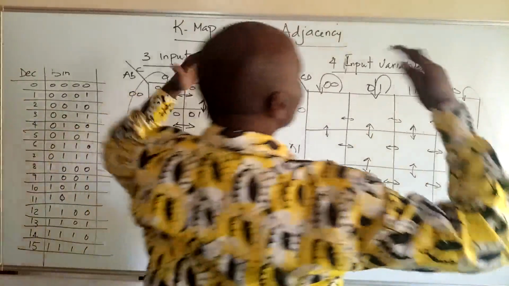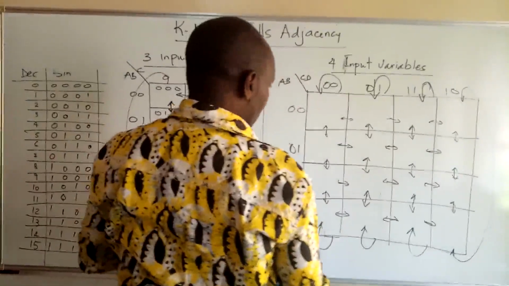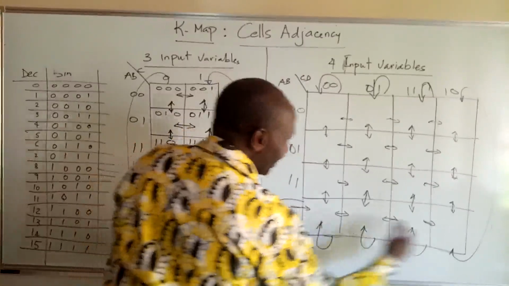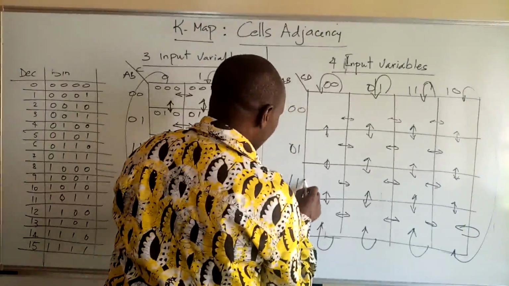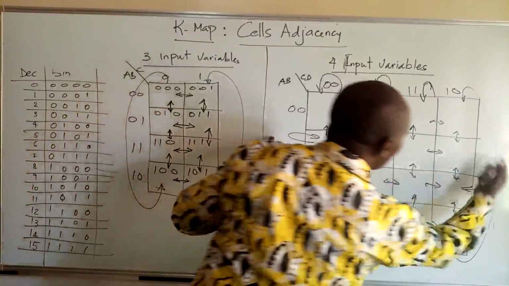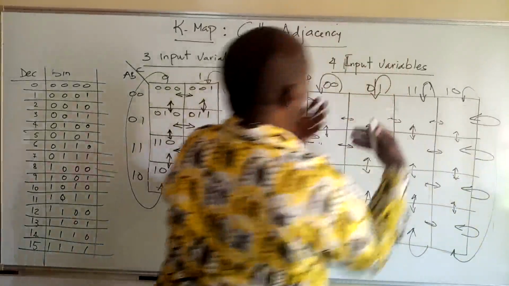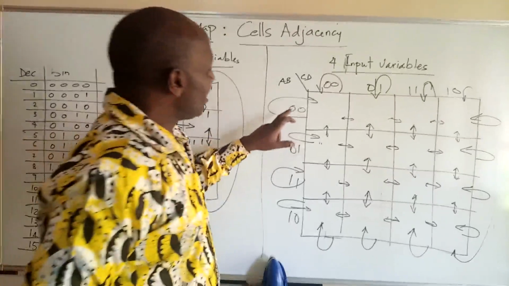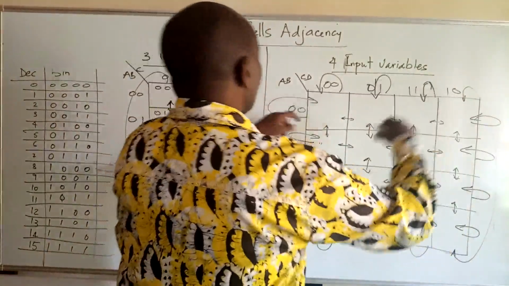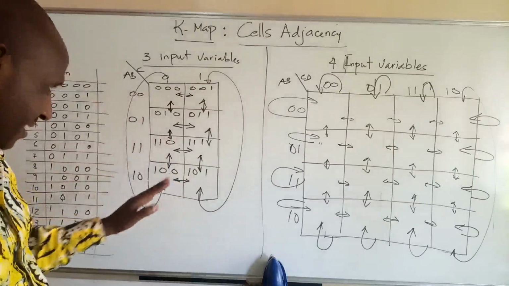Now, if we fold from left to right, let us fold left to right. You will find that this value will be adjacent to the other one. This one will be adjacent to the other one. This value here will be adjacent to the other one if we fold. So, dear friends, you can write the values and verify. You will find that each value next to the other one is adjacent. This to the other, adjacent. So, this is what we call cells adjacency.